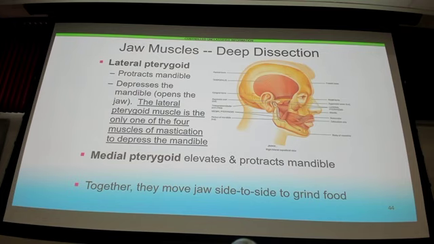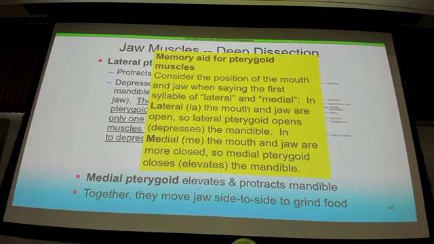The medial pterygoid is responsible for elevating and protracting. So a combination of these is going to allow you to move your jaw, because you have two on each side, and as they work to elevate and depress, protract, retract, they're accompanying you, like if you picture a grinding motion with your jaw.